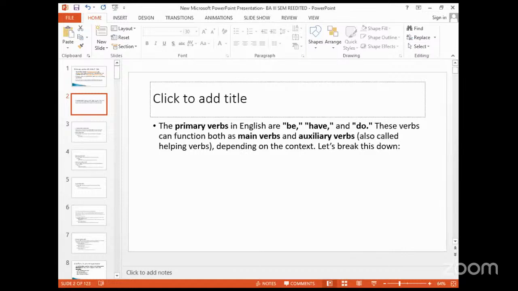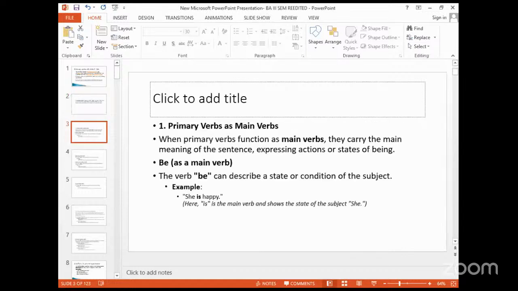Right. So, coming to these verbs which we were talking about, be, have, and do, they function both as main verbs and auxiliary verbs, and also they are called helping verbs, depending on the context. So, primary verbs as main verbs. When primary verbs function as main verbs, they carry the main meaning of the sentence, expressing action or states of being.